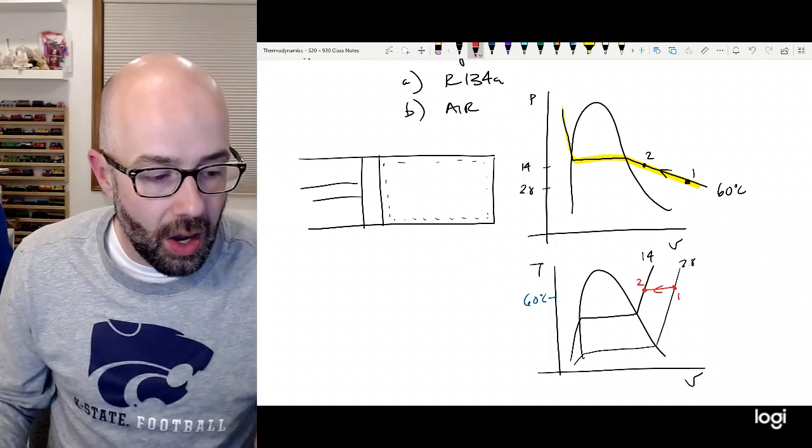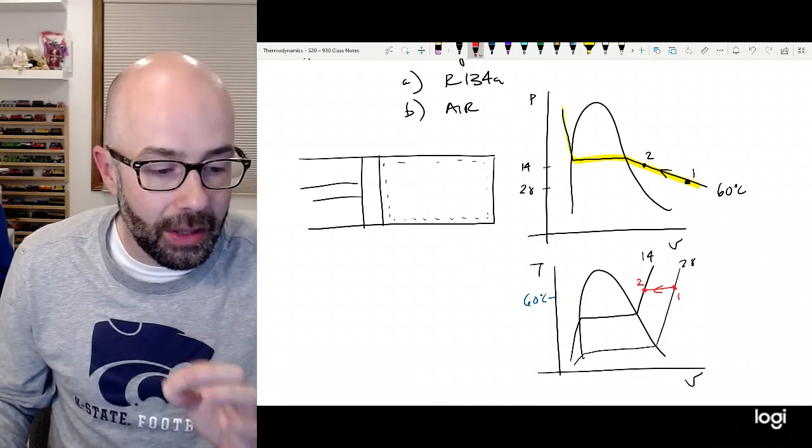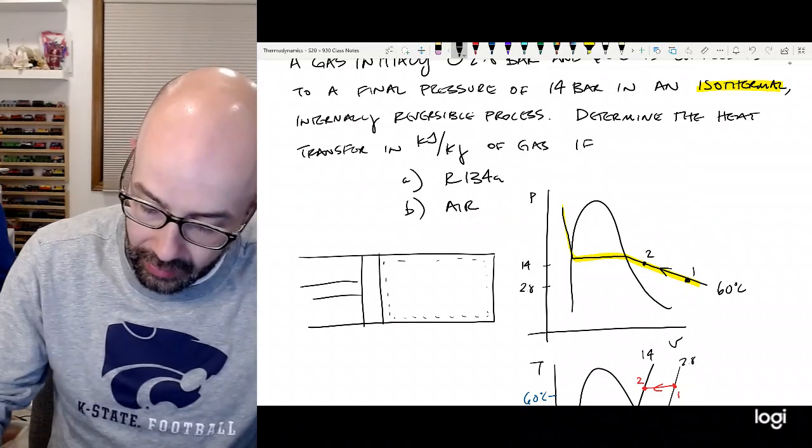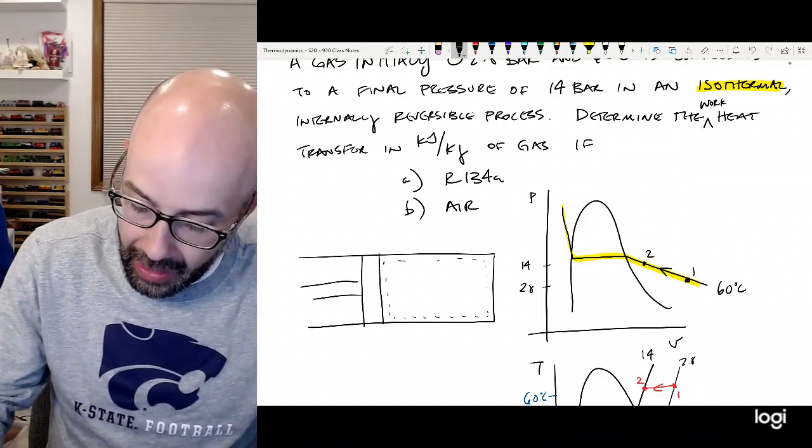Okay, we're trying to find out here. It says determine the work and heat transfer. I just said determine the heat transfer. I want to determine the work and the heat transfer, the work and the heat transfer here.